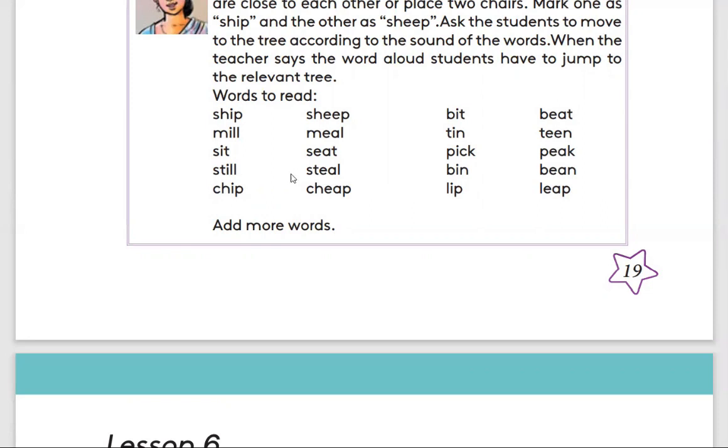Okay. You divide your extra activity book into two. Draw a line in the book, and on one side you should write short vowel sound words. On the other side you should write all the long E sound words. Can you do it as homework? I'll send the word list through WhatsApp also. You should send me back the activity that you do, right?